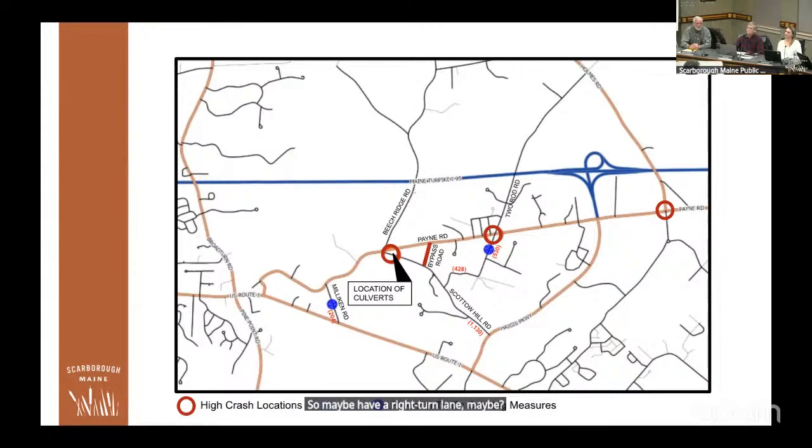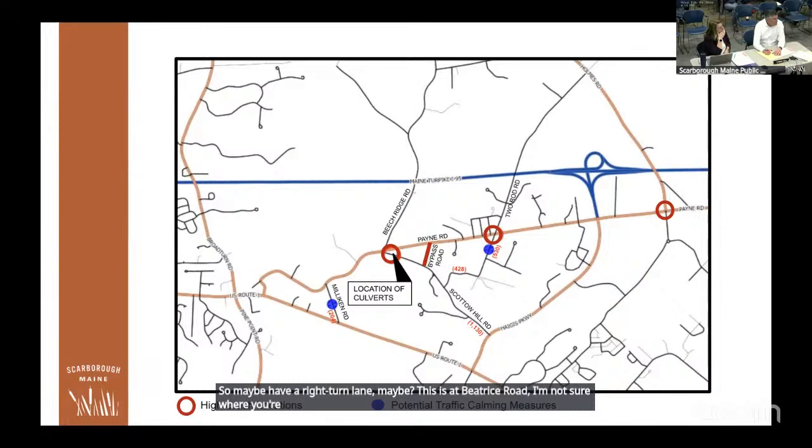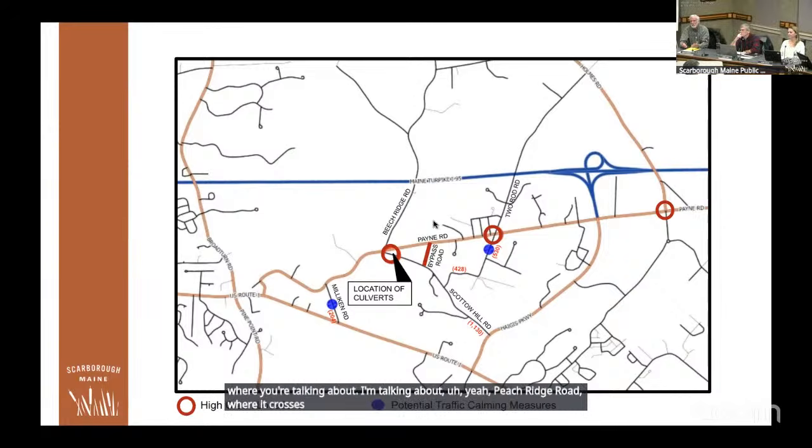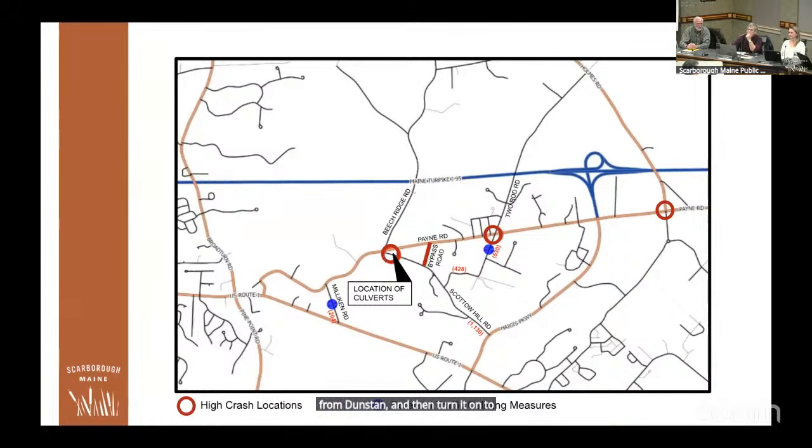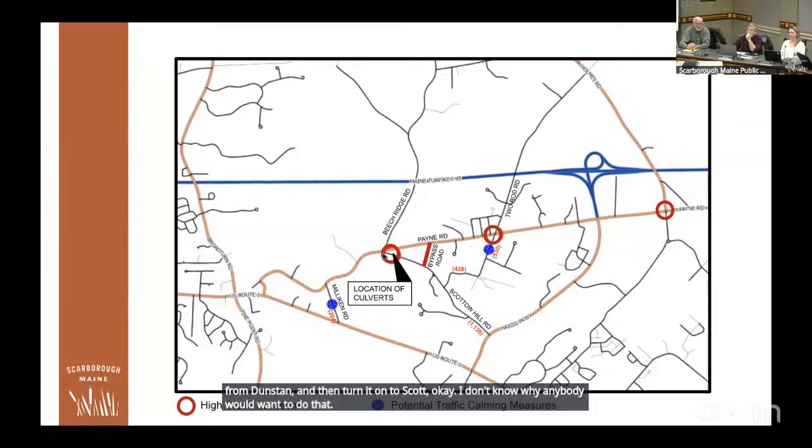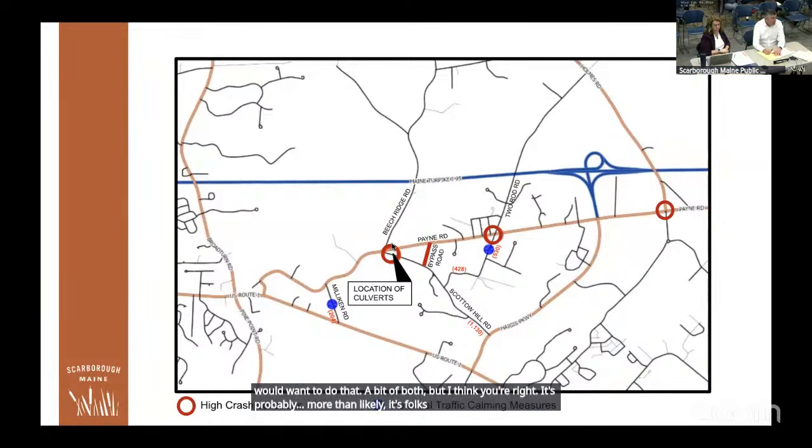This is at Beach Ridge Road. I'm not sure where you're talking about. Yeah, Beach Ridge Road where it crosses on, you come out of Beach Ridge, because that's what the traffic is coming from really, right? Isn't it? A lot of it from there, or is it coming from Dunstan and then turning onto Scott Hill? I don't know why anybody would want to do that. A bit of both, but I think you're right. Beach Ridge, more than likely, it's folks cutting through to head somewhere north, Scarborough, using Beach Ridge Road.